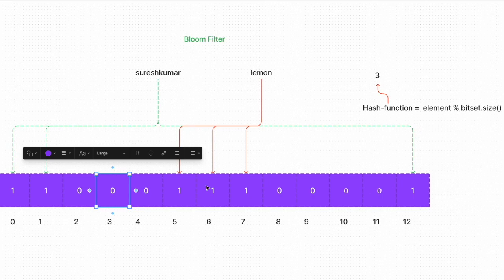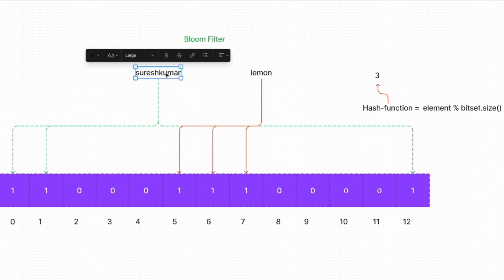When an element is added, the hash function generates indices that correspond to buckets, and the bits at those locations are set. Now let's consider Suresh as the element whose hash function values are 0, 1 and 12. You can see that the bit is set to 1 at these locations. Now let's take another element, lemon, whose hash function values are 5, 6 and 7. The bit is set to 1 for the corresponding indices.